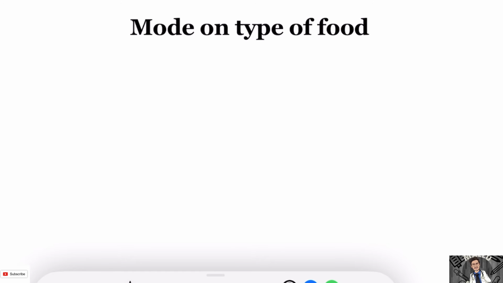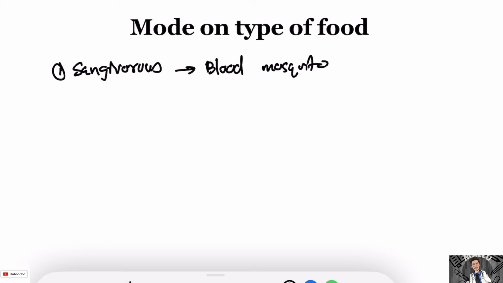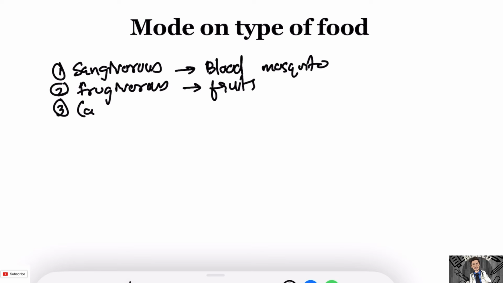Now, based on the type of food, we have classifications like sanguivorous. Sanguivorous means the blood sucking animals. They consume our blood. Mosquitoes and leech are examples. Then we have frugivorous. Frugivorous means they consume fruits. Then we have carnivorous. Carnivorous means they're meat eating animals.